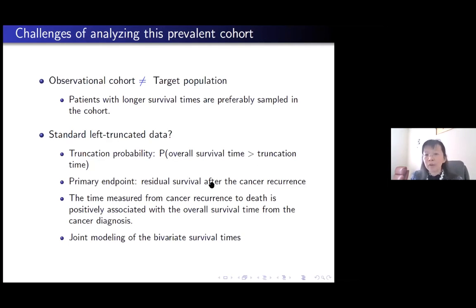The time measured from the cancer recurrence is the primary outcome in our particular analysis. Of course, the residual survival time is positively associated with the overall survival time. So in other words, our primary outcome is correlated with the truncation probability, although it does not directly determine the truncation probability. To handle such a unique data structure, we need to model the bivariate survival outcomes.